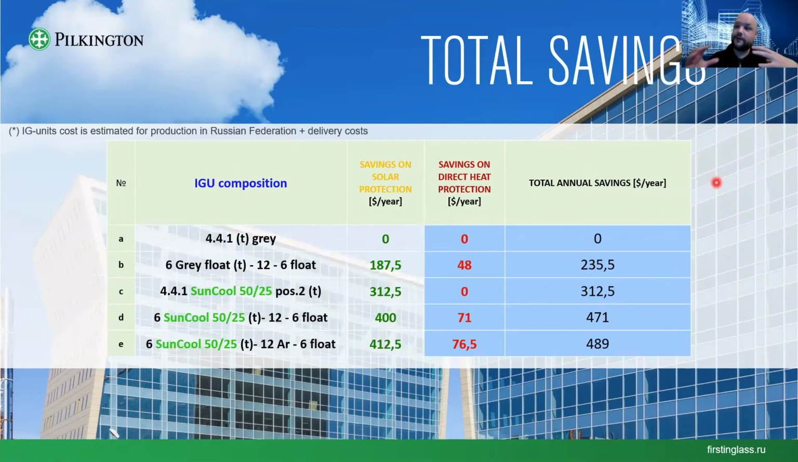So in the end, what we can tell the customer if he wants to buy an IG unit for his cottage is: okay, you go for the more expensive solution, you save $500 per year simply on air conditioning. Now, $500 is quite a convincing number in this regard. The main idea here is that the customer can be convinced not only by discounts, but also by his comfort and by the savings on air conditioning.